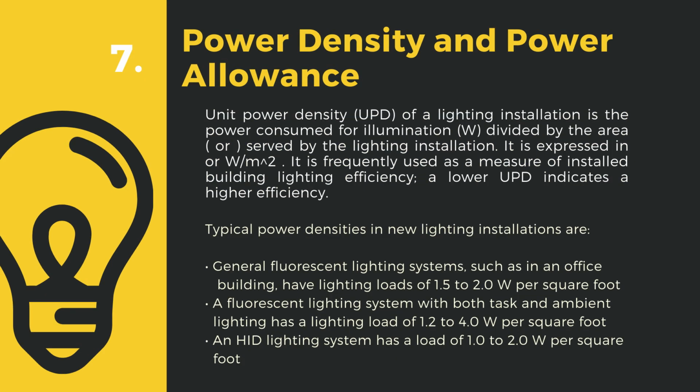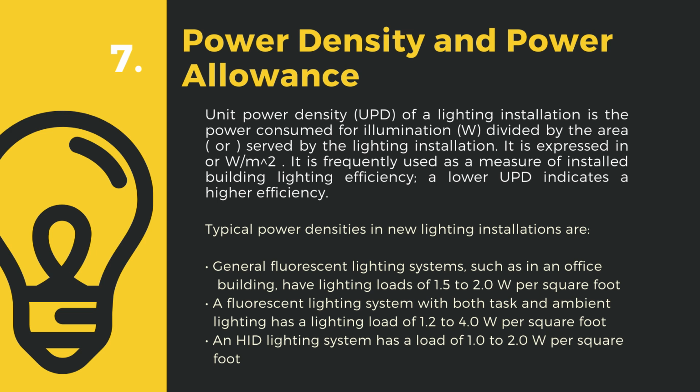Next is the power density and power allowance. Unit power density (UPD) of a lighting installation is the power consumed for illumination, in watts, divided by the area served by the lighting installation. It is expressed in watts per square meter. It is frequently used as a measure of installed building lighting efficiency. A lower UPD indicates a higher efficiency.